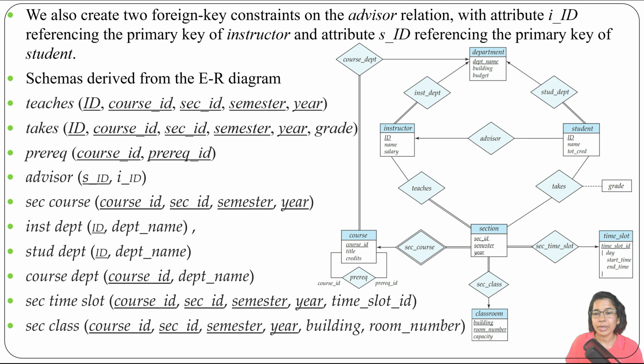In today's lecture, I discussed how we can convert weak entity set and relationship into relational schema. In next lecture, I will discuss how we can reduce this. There will be so many tables. How can we reduce the number of tables?